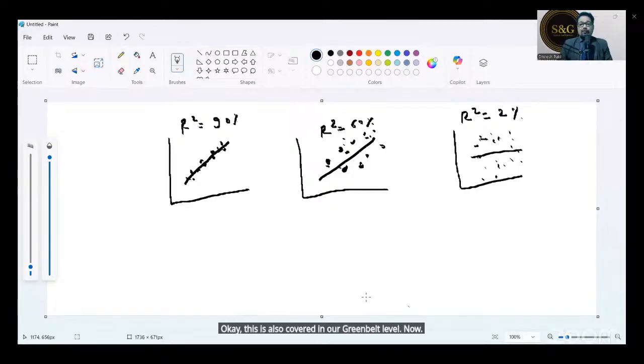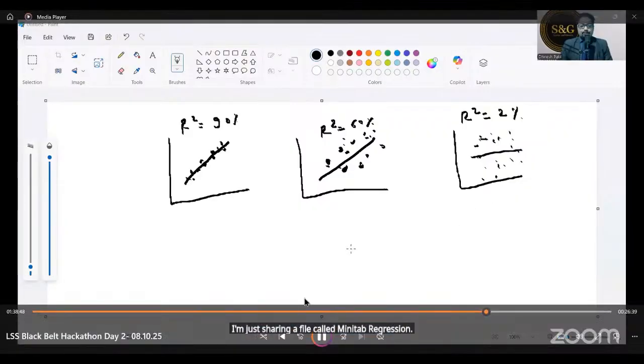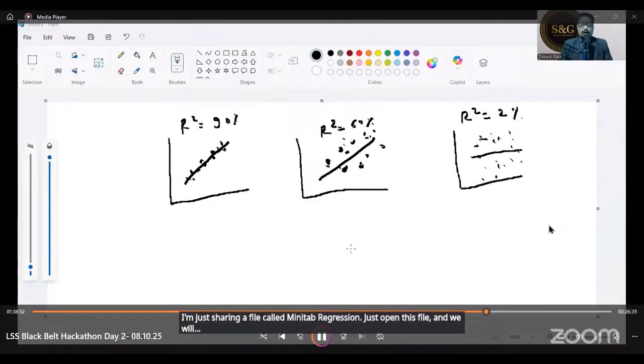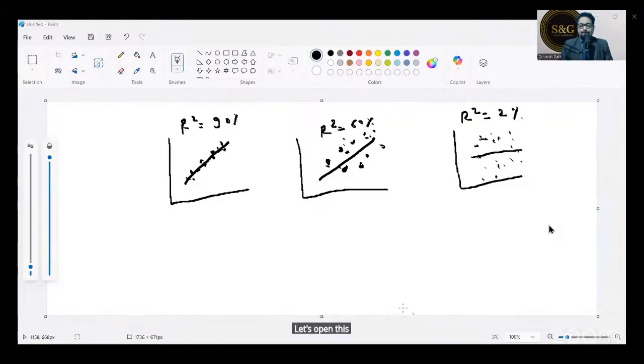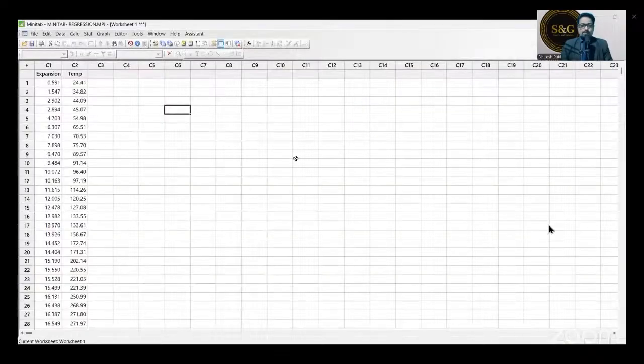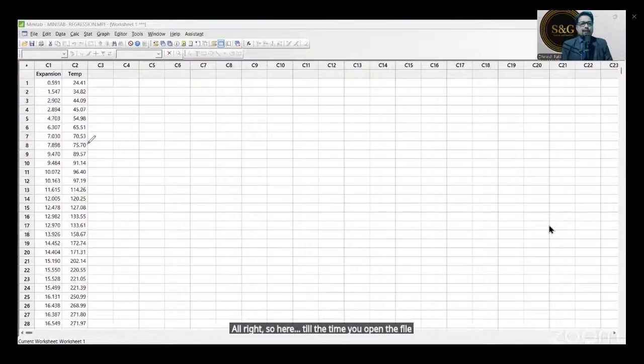Now let me share with you a file, and we will take this calculation further. I'm just sharing a file called Minitab regression. Just open this file, and we will go for some other kind of regression. This is the basic regression we have already seen in our green belt. Just open this file quickly, and once you open the file, please let me know. All right, so till the time you open the file, let me just explain this file.